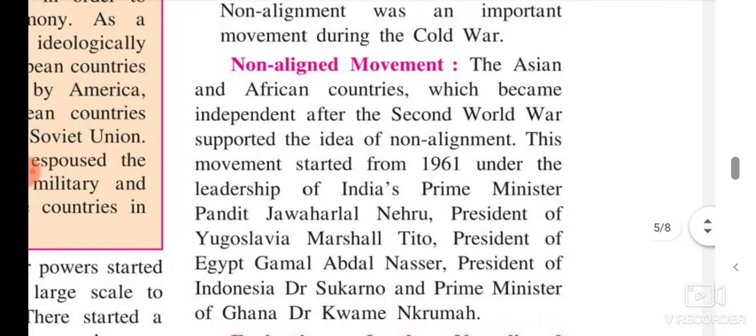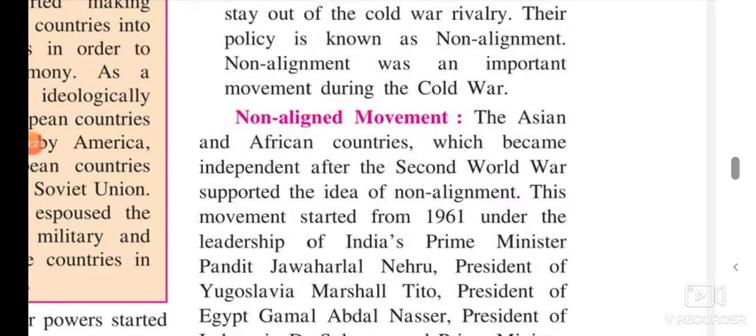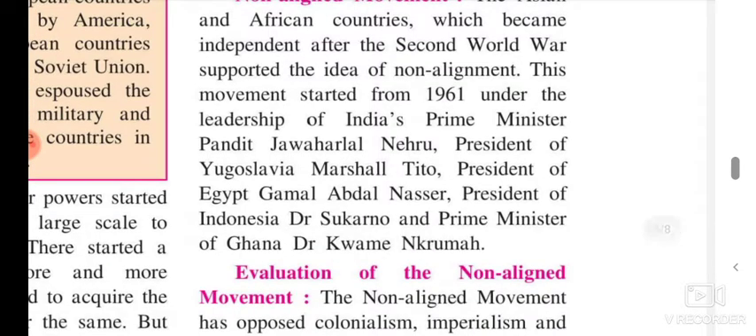Non-aligned movement. The Asian and African countries which became independent after the Second World War supported the idea of non-alignment. The movement started from 1961 under the leadership of India's Prime Minister Pandit Jawaharlal Nehru, President of Yugoslavia Marshal Tito, President of Egypt Jamal Abdel Nasser, President of Indonesia Dr. Sukarno, Prime Minister of Ghana Dr. Kwame Nkrumah.